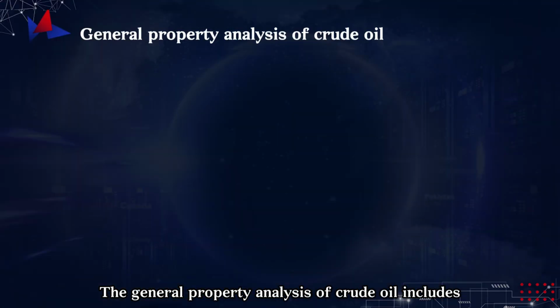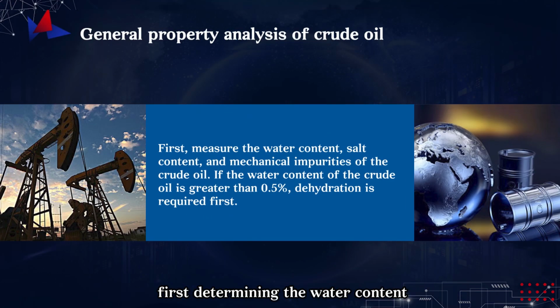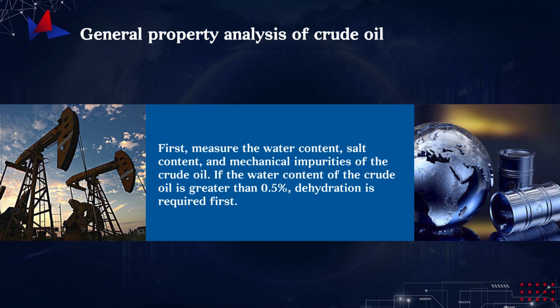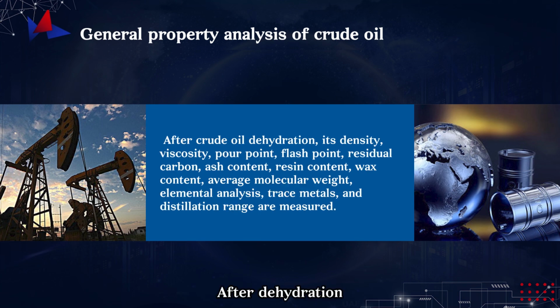The general property analysis of crude oil includes first determining the water content, salt content, and mechanical impurities. If the water content of the crude oil is greater than 0.5%, dehydration is required first. After dehydration, the crude oil's density, viscosity, pour point, flash point, carbon residue, ash content, resin content, wax content, average molecular weight, elemental analysis, trace metals, and distillation range, etc., are determined.